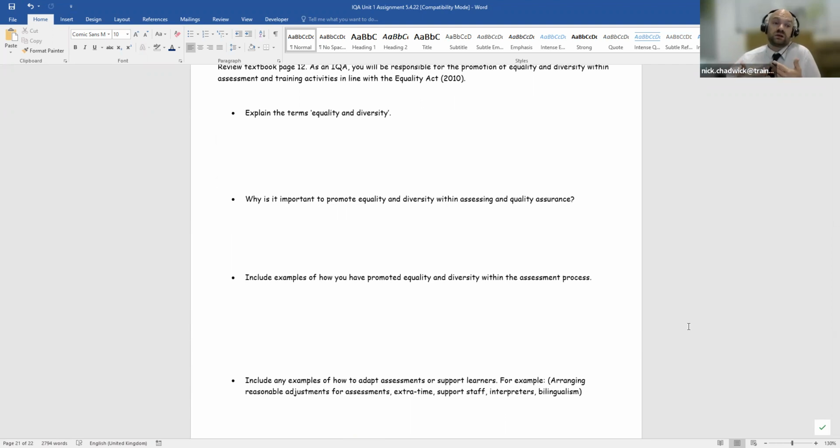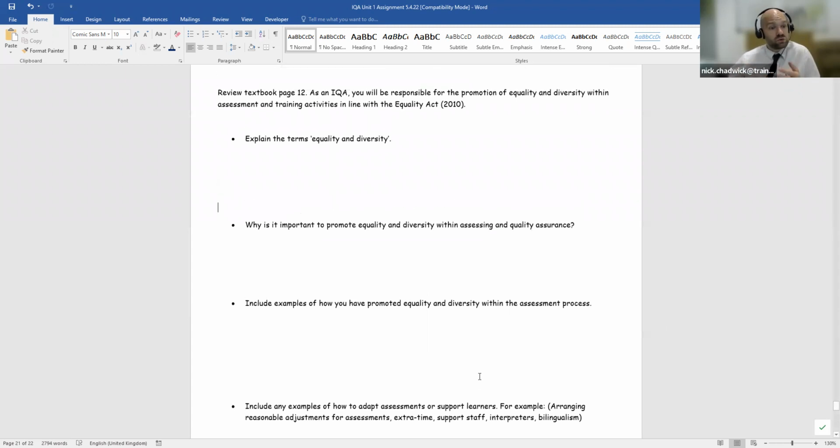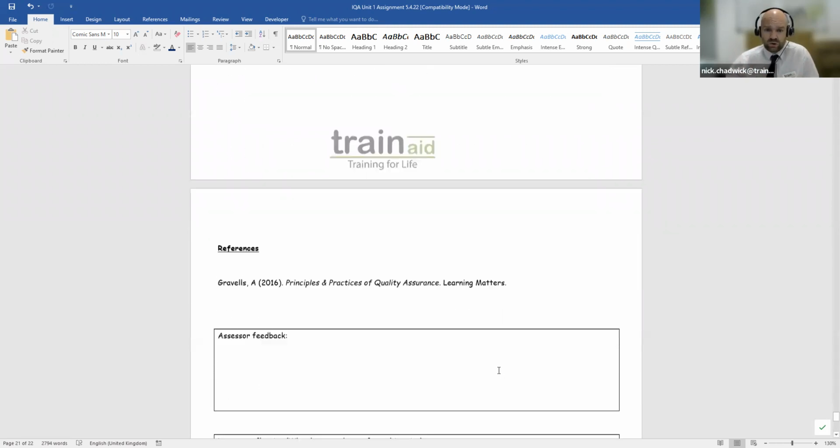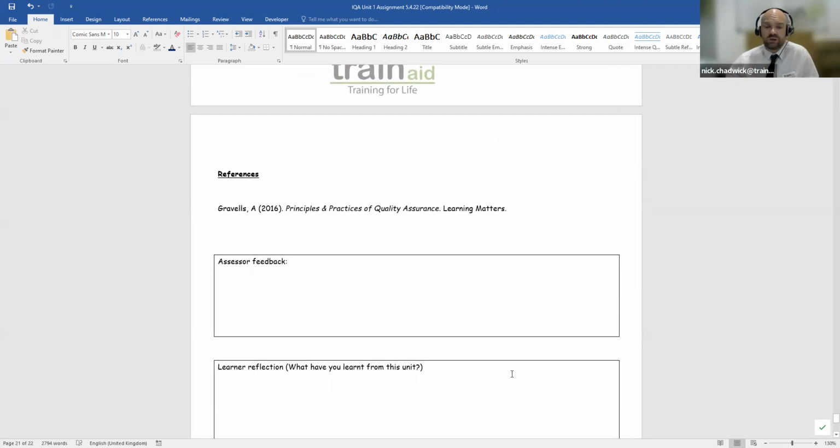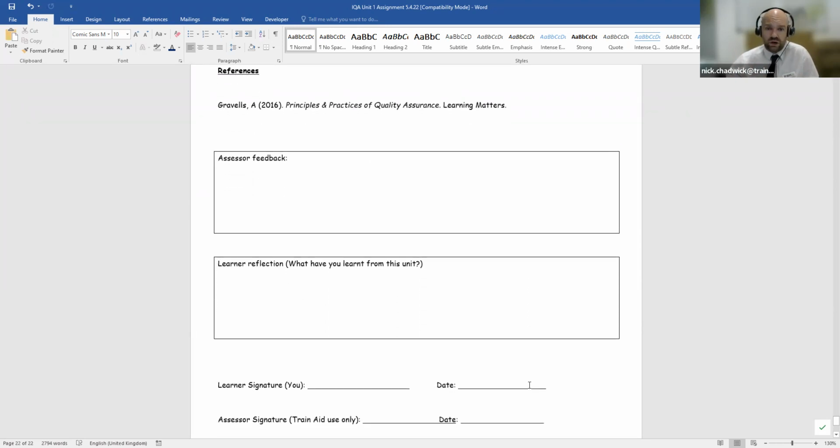So this could be arranging for support staff to be perhaps a reader or a scribe to learners, to arrange interpreters, or to print resources, perhaps in a different color if a learner is dyslexic, or providing assignment questions perhaps within a different language as well, to promote bilingualism. So for this section, we'd like for you to reflect on how to promote equality and diversity within the quality assurance process.